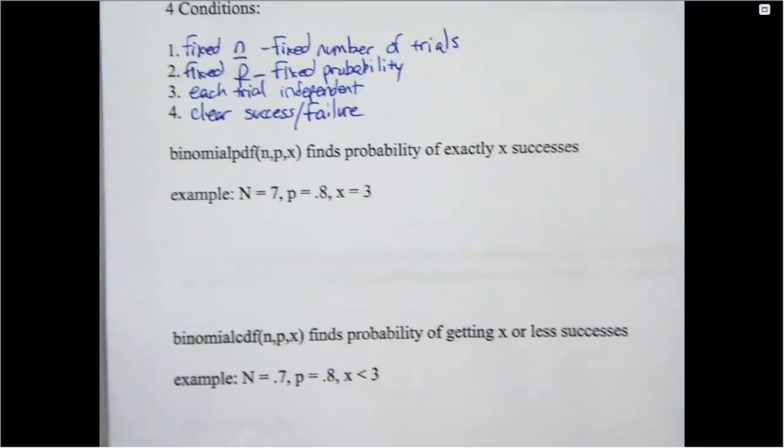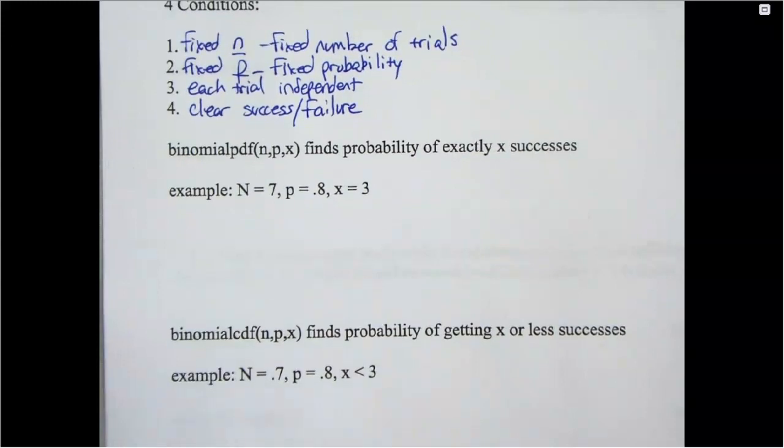Alright, and then there's these 2 calculator commands. So there's binomial PDF, I'll put them on the board. There's binomial PDF and binomial CDF. You can technically do every single problem with PDF, but sometimes it makes your life just a little bit more difficult because you got to do a bunch of stuff. But this will find the probability of exactly X successes.